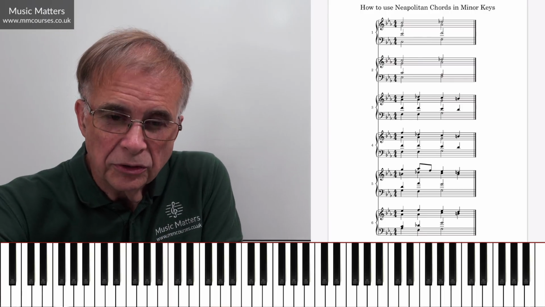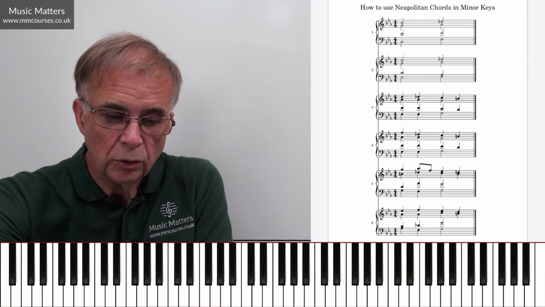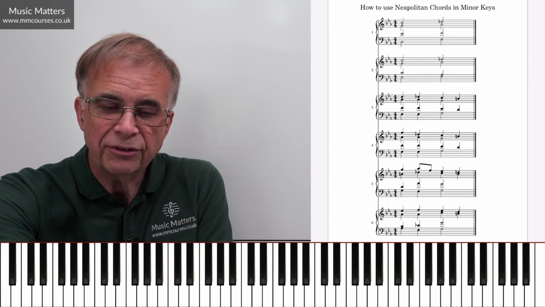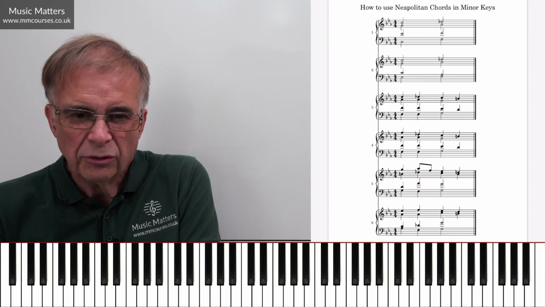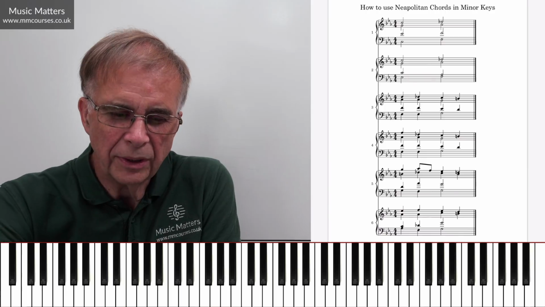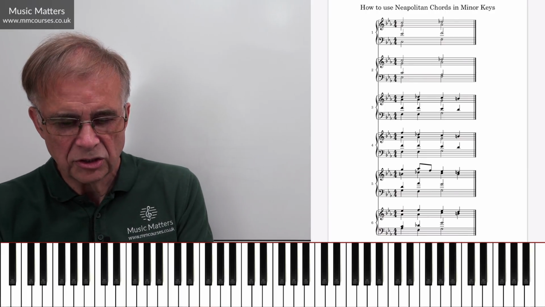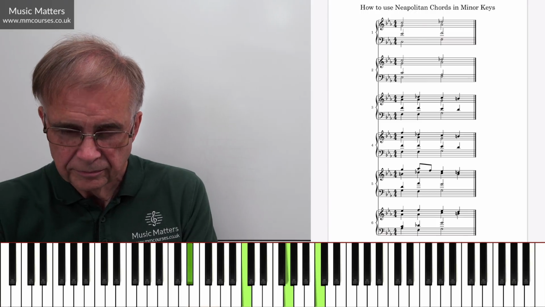In example 2, I'm showing the same thing, but this time the tonic chord, chord 1, is in first inversion. Is there an advantage there? Well, it just means that the bass can go by step. Okay, let's listen to this. So here's 1 in first inversion followed by the Neapolitan.